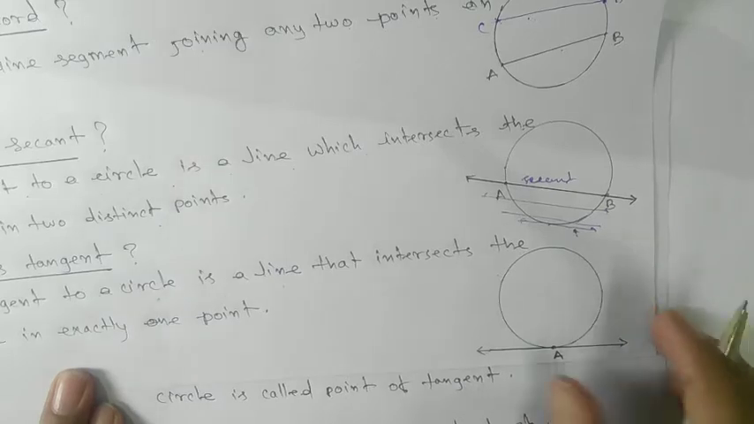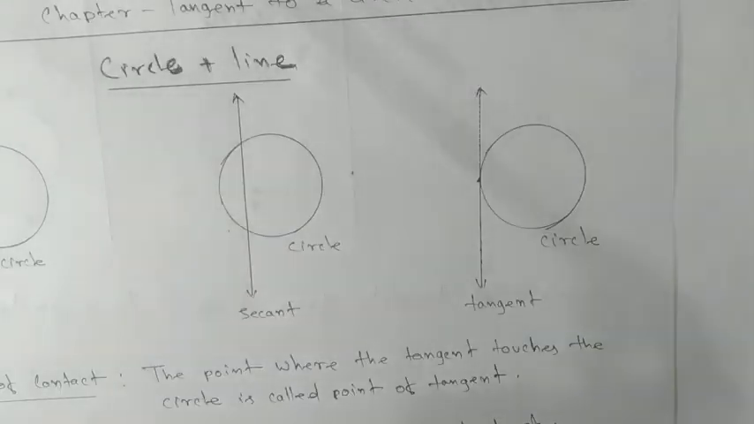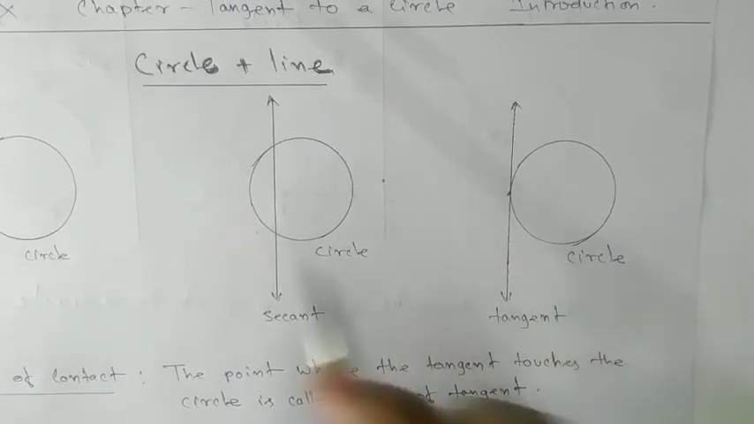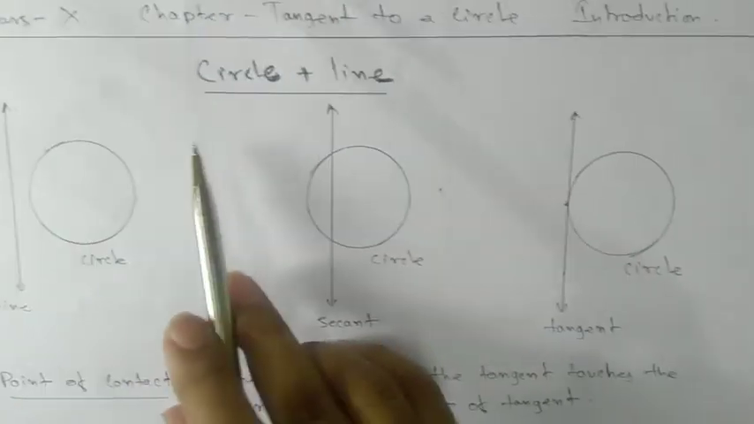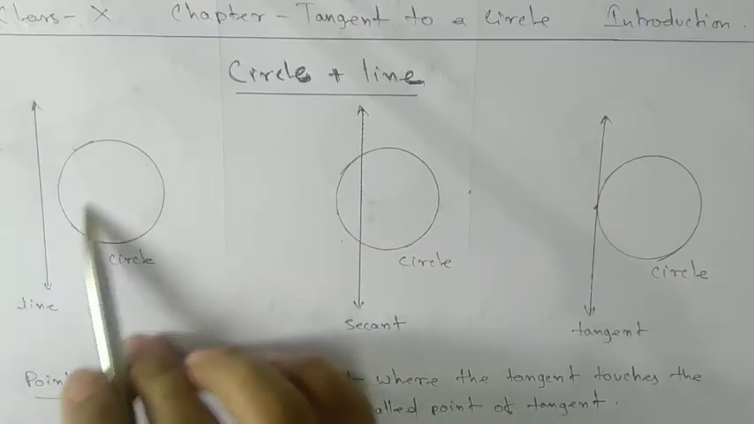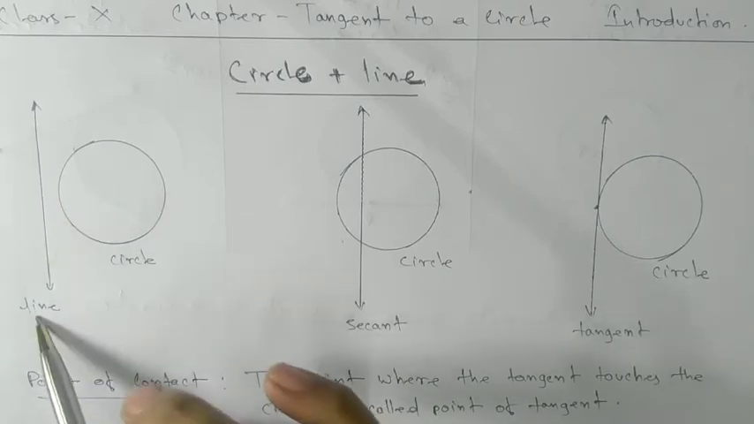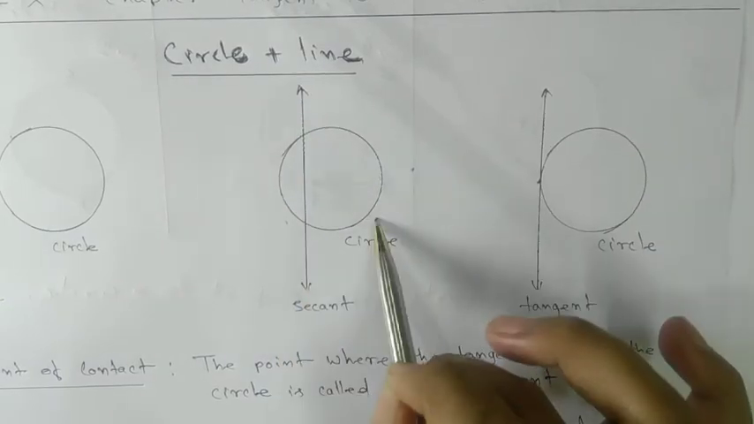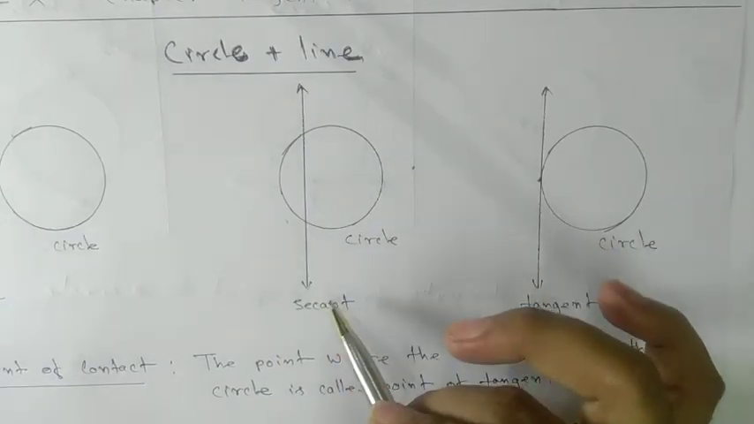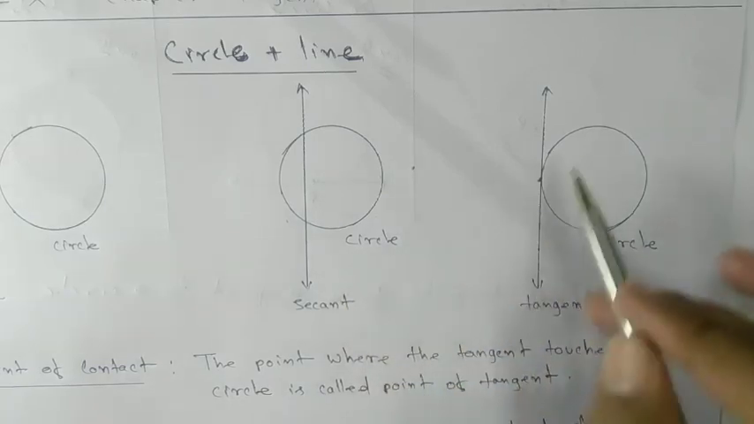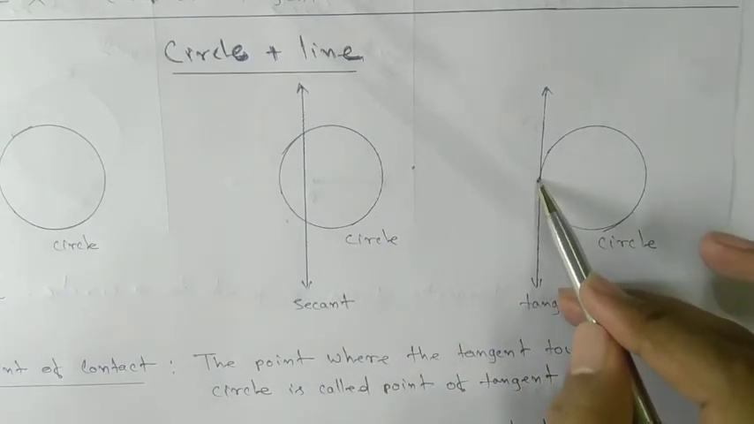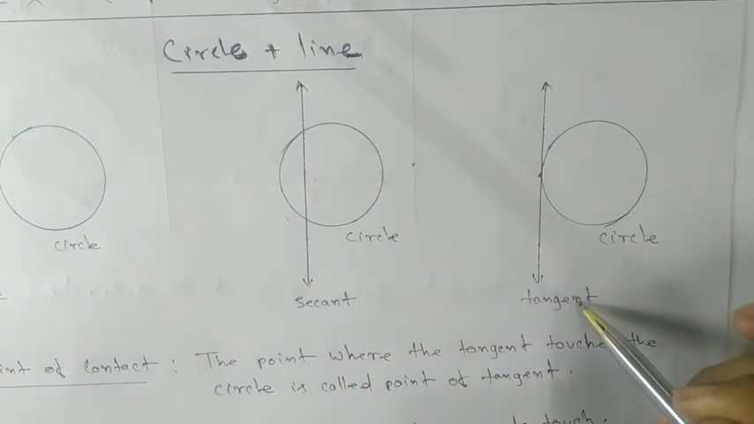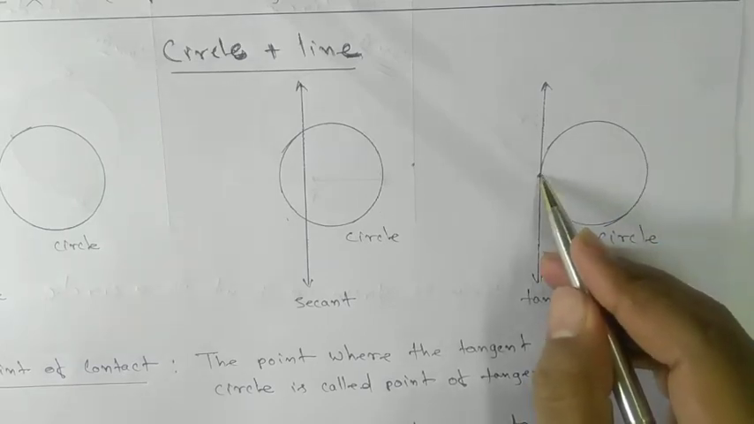Now we have 3 cases: circle and line. When the line and circle do not intersect or touch, then simply this is a line and a circle. When the line touches the circle at 2 distinct points, then it is a secant. When the line touches the circle at one point, it is a tangent. And this point is called the point of contact.